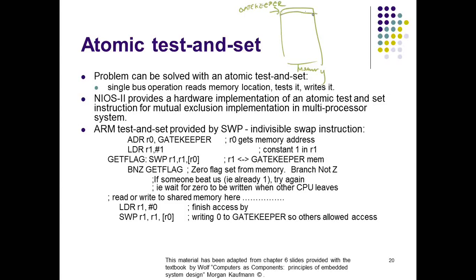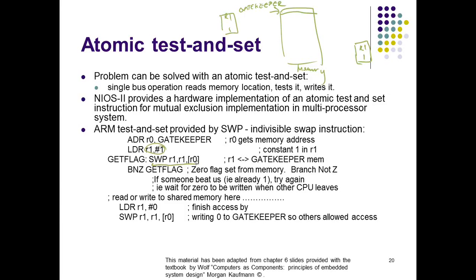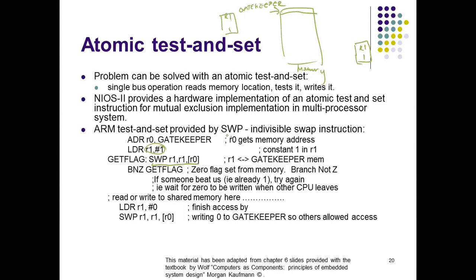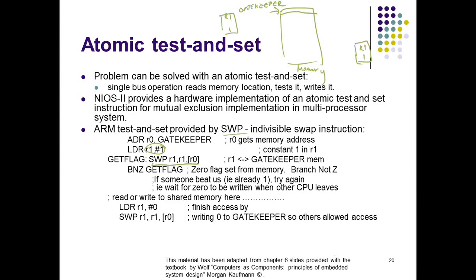So the first location is a gatekeeper, and then I have my two CPUs, and in my CPU I've got register 1, and I give it the value of 1. In my second CPU I have the exact same situation. I have register 1 with a value of 1. And then I perform this swap operation, and the swap is the atomic test and set operation.